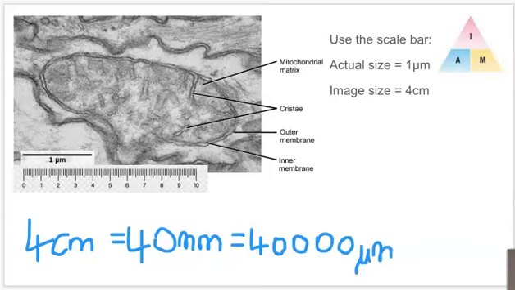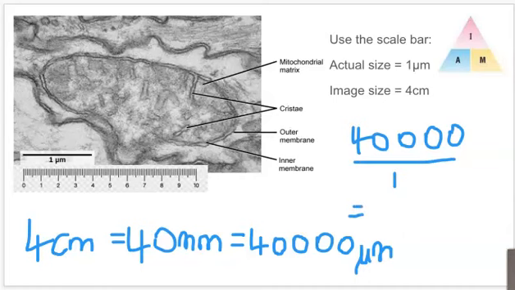We use our formula and we put the image size, so that's 40,000, on top of the actual size, which was 1, and that means that our magnification equals 40,000 over 1, so our magnification in this example is 40,000 times bigger.